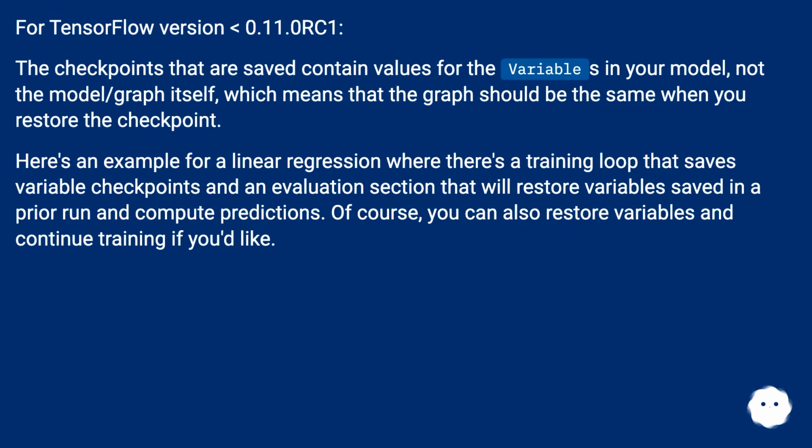Here's an example for a linear regression where there's a training loop that saves variable checkpoints and an evaluation section that will restore variables saved in a prior run and compute predictions. Of course, you can also restore variables and continue training if you'd like.